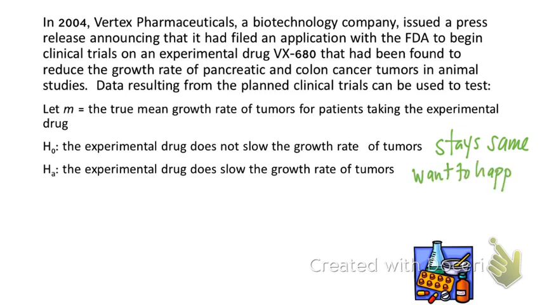I think there's one or two on the homework that have a similar scenario, with no numbers at all in the prompt. So think about your null being that nothing happens, and the alternative being what we want to happen. If we were to phrase type 1 and 2 from this, type 1, we would say what? There's sufficient evidence to suggest that the drug slows tumor growth when in reality it doesn't.